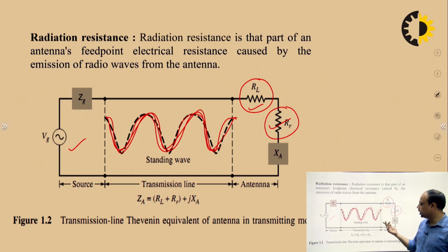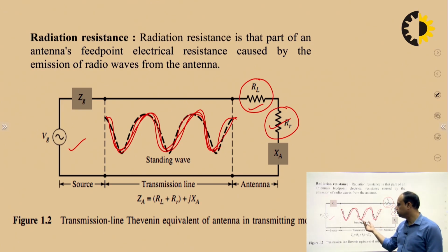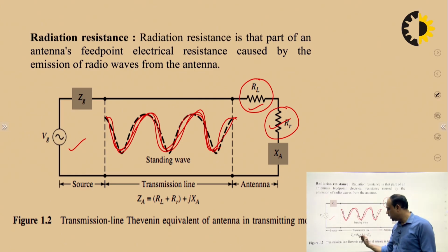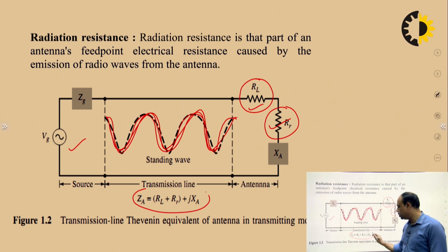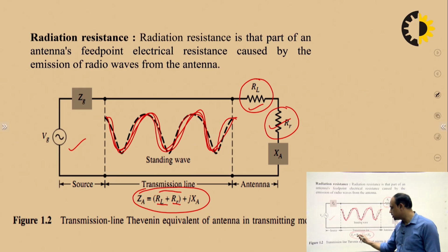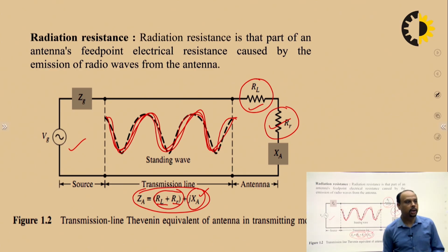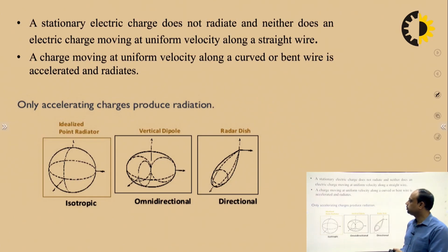So the reflection coefficient or standing wave ratio is the measure of how much standing wave is created inside the antenna itself. So the antenna total impedance is now represented by ZA. ZA is equal to radiation resistance plus loss resistance. This is the real part, and plus j times the reactance of the antenna itself, that is having the capacitive and inductive components of the antenna itself.